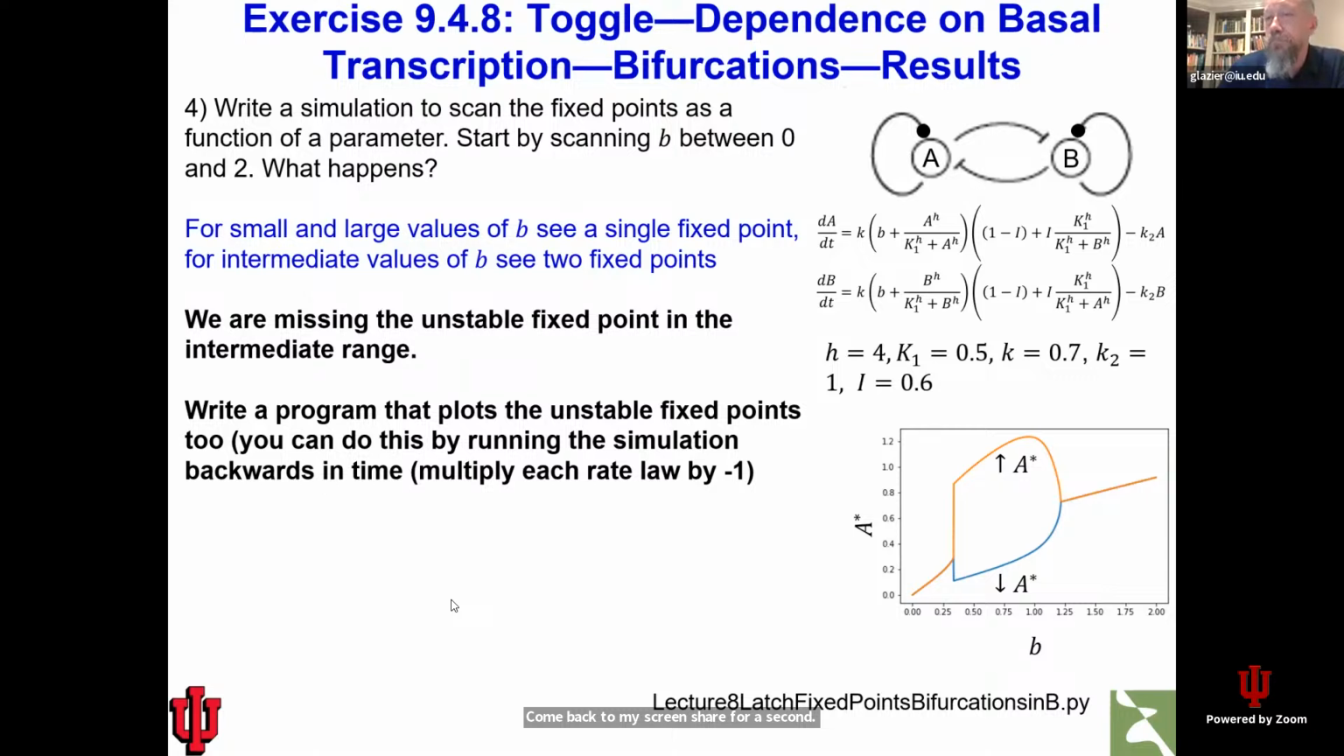All right, so let us come back to my screen share for a second. So now what we had was the stable fixed points. How do you think you can get the unstable fixed points? In this case, there's a cheat to get the unstable fixed point because you know what it is. The other way to get the unstable fixed point is to multiply the rate law by -1, which runs time backwards. Did you try doing that to find the unstable fixed points?